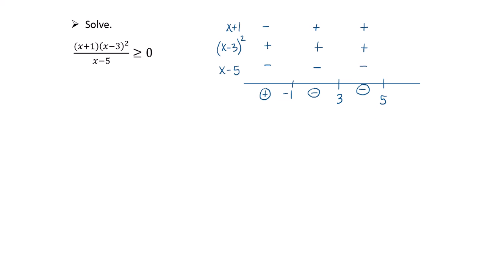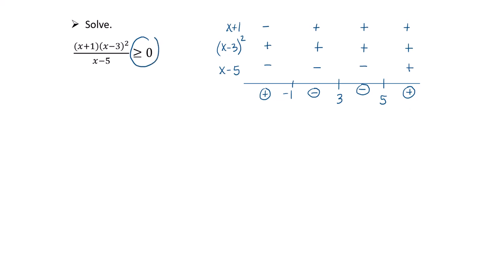Something over here in our last interval, maybe a 7. 7 plus 1 is positive. 7 minus 3 is 4. 4 squared is positive. 7 minus 5 is positive. I have no negative signs, so this is a positive interval.